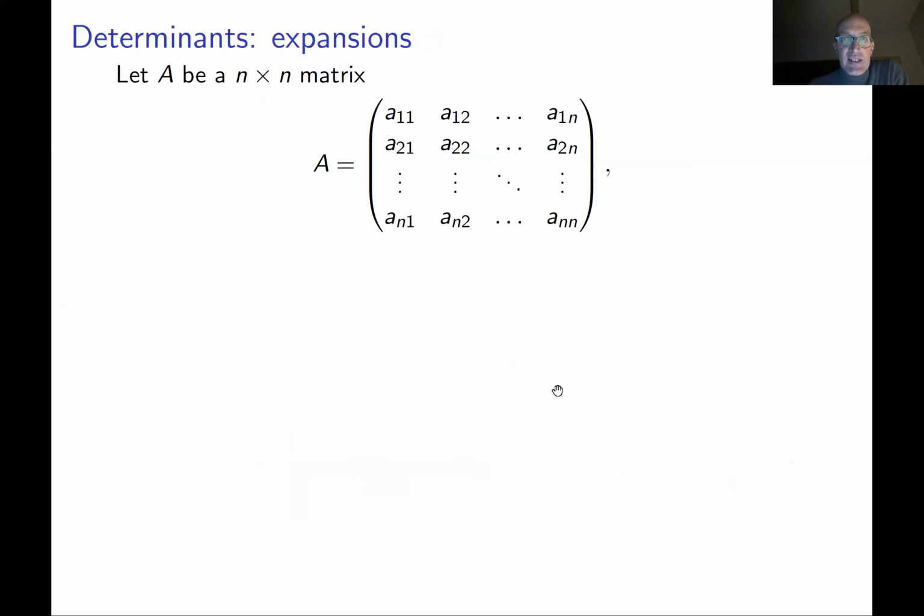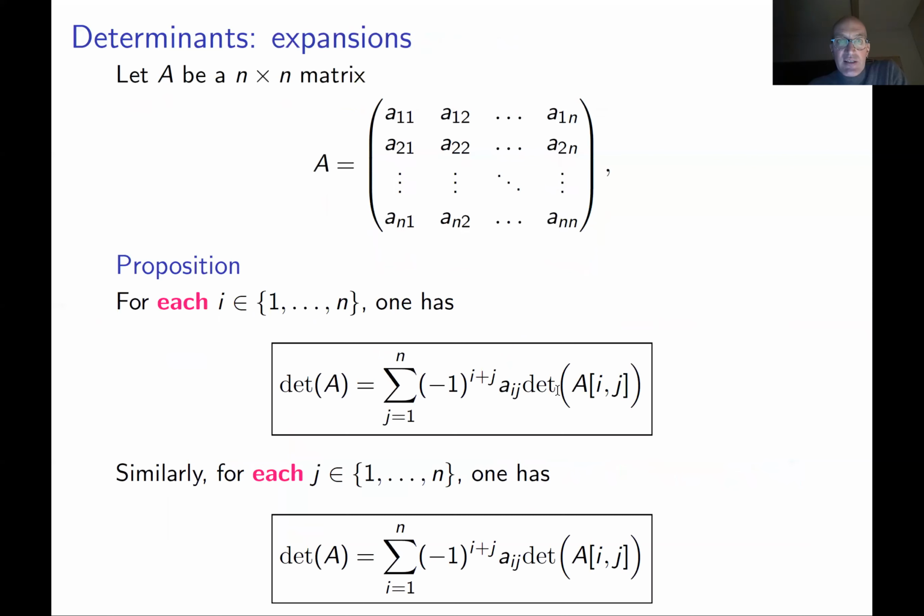Again, we fix an n times n matrix and we have the following proposition. This is not a definition. This is a proposition which can be proved using the definition of the determinant given on the previous slide. What is this? This is the expansion of the determinant by, in this case, the ith row. You fix i. In the previous slide, i was 1, the first row. Now you can take any i, so for example, it can be 2.